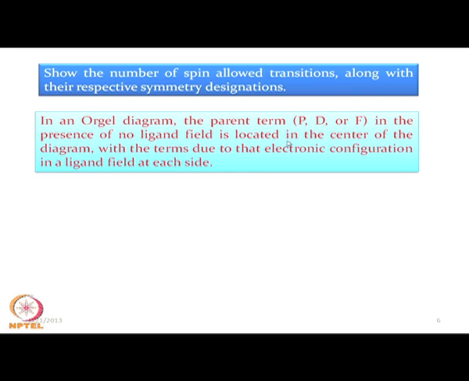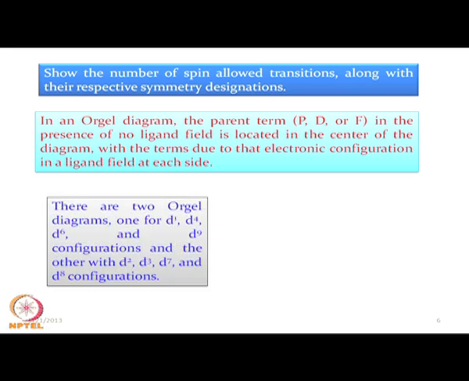So, this can be located at the center of the diagram. At the center of the diagram we will put these terms, and the terms due to that electronic configuration in a ligand field on each side. So, if we are getting a D term for two different types of electronic configuration, we will put D, and on the left hand we will have one type of splitting, and on the right we can have another type of splitting if it is originating from the D term.